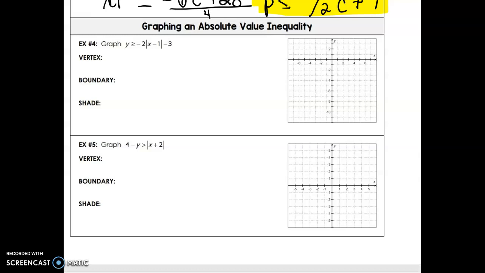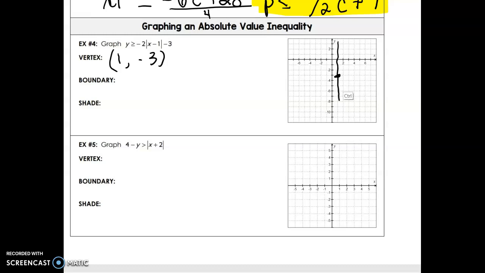We have already identified that the vertex is going to be 1, negative 3. Hopefully you guys are familiar with this, okay? 1, negative 3, that's this point. You can draw the axis of symmetry if you want to help you. It's right there. This is my axis of symmetry in black.